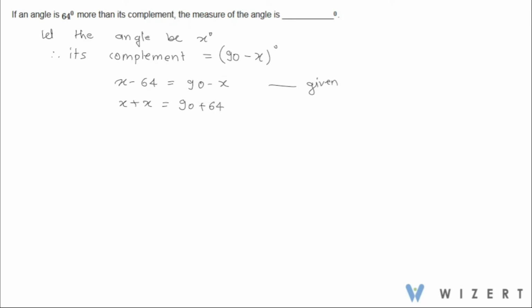So, let's see. We have 2x equal to 154. Therefore, x equal to 77 degrees. So, the required angle is 77 degrees.